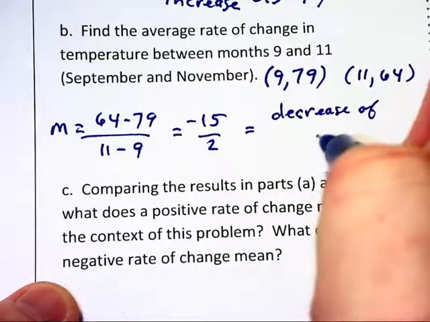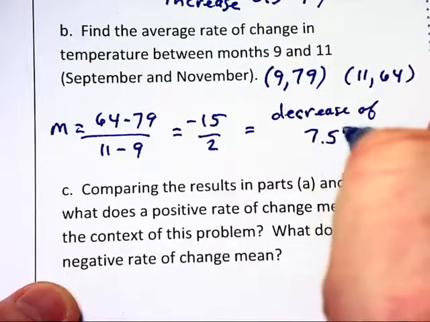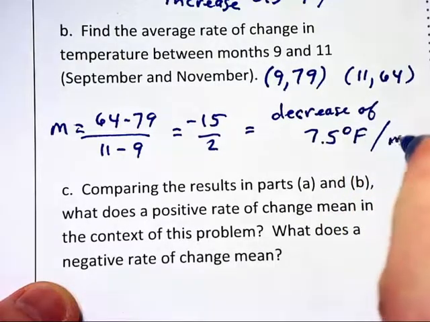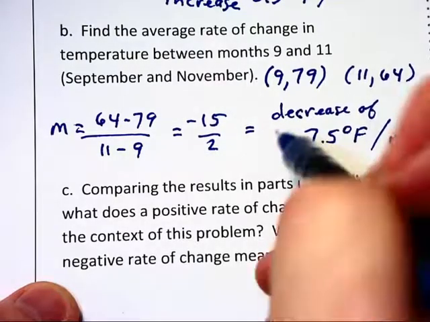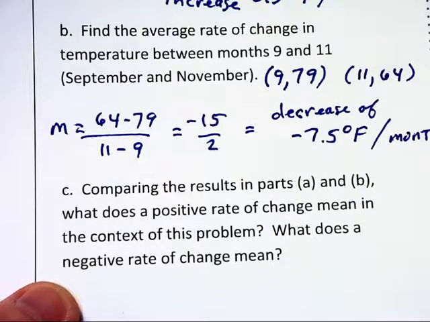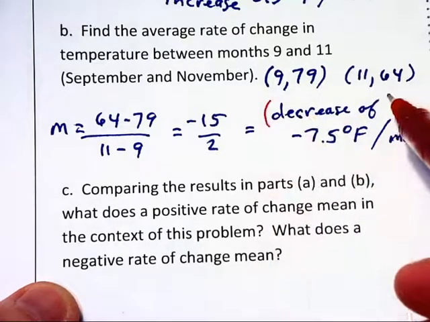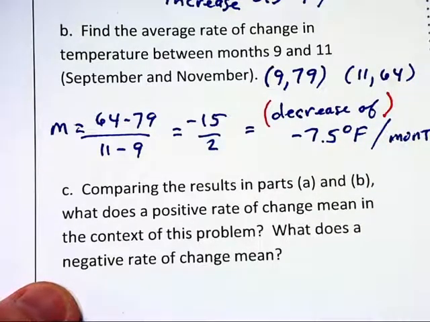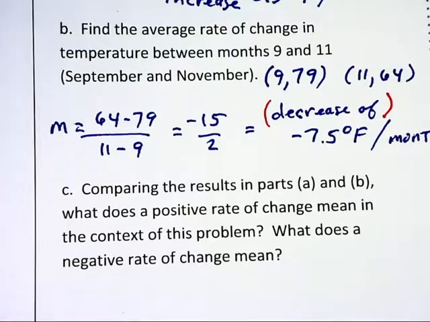of 7.5 degrees Fahrenheit per month. If I don't write the word decrease, I need to write that as a negative value. So maybe I should put the words decrease of in parentheses to make that make a little bit more sense.